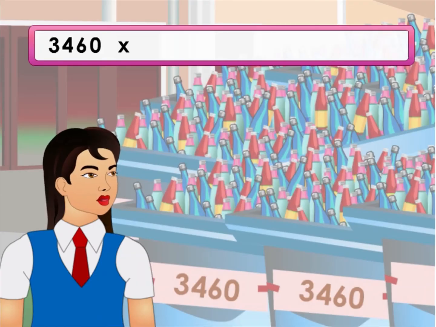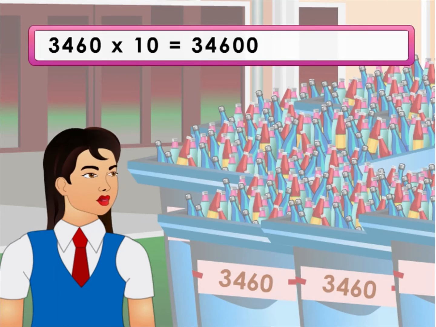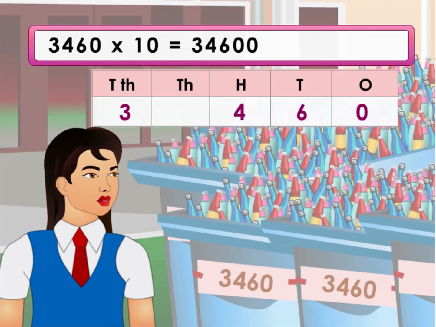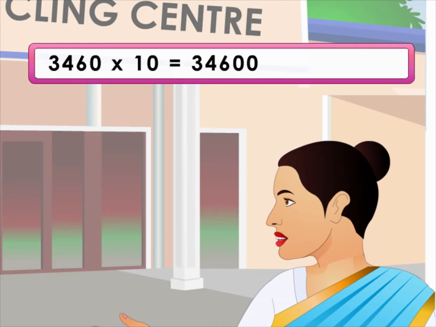So now we multiply 3,460 by 10. The answer will be 34,600. Wow! How did you calculate the answer so fast? My father told me. He said we just need to add 0 as the last digit to any number, which is multiplied by 10. Yes, that's right. It is a very fast way to get the answer.